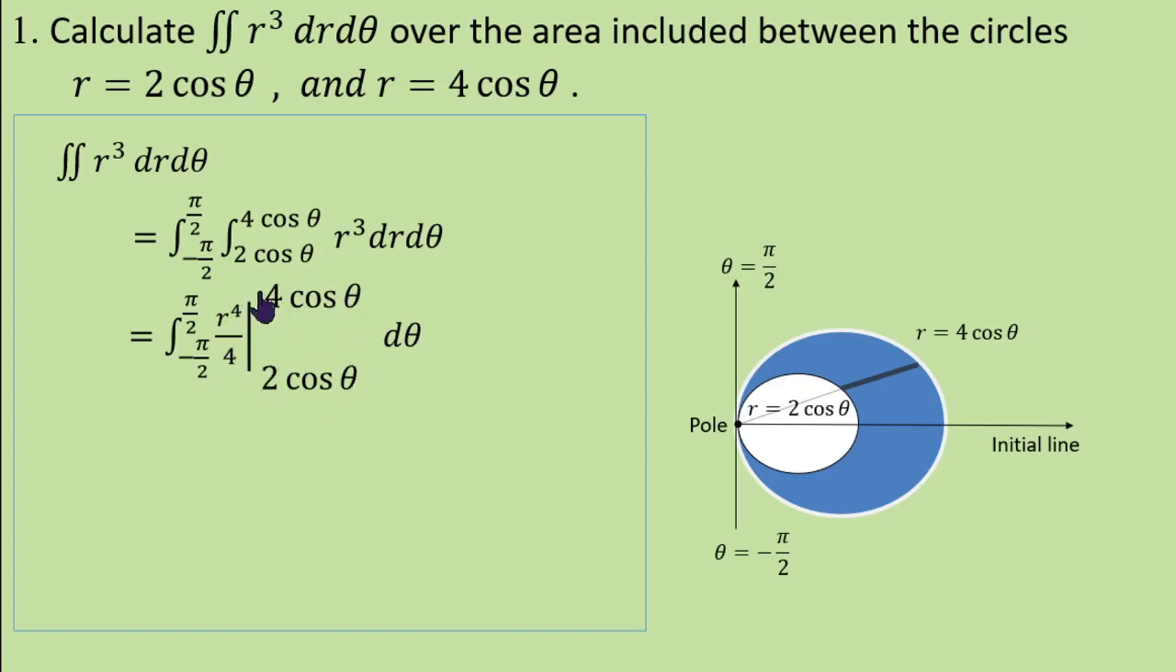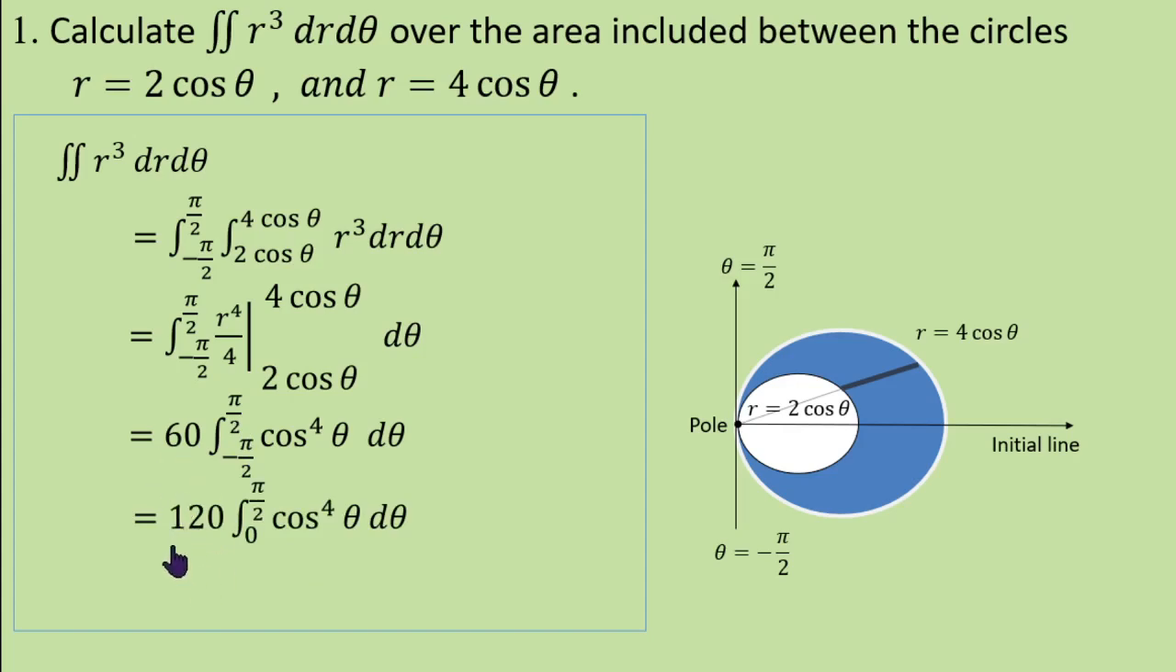By taking cos power 4 theta outside, using a calculator, you can evaluate the remaining constant. That means 4 power 4 minus 2 power 4 divided by 4. Using a calculator you can simplify that. So it becomes 60 into cos power 4 theta. Now cos power 4 theta is an even function. Therefore, minus pi by 2 to pi by 2 becomes 2 times 0 to pi by 2. And hence it becomes 120 into integral 0 to pi by 2 cos power 4 theta d theta.